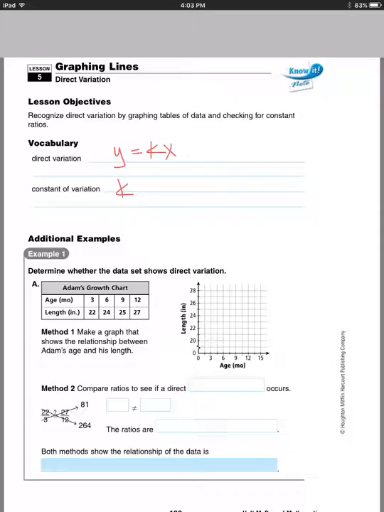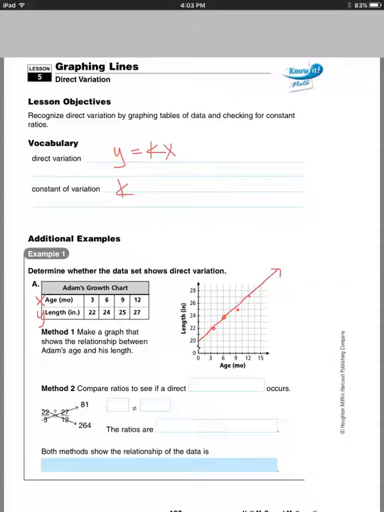Okay, so the first method we can do is make a graph that shows the relationship between Adam's age and his length. So we can go through, this is our x and this is our y. Our x is 3, our y is 22. 6, 24. 9, 25. And 12, 27. And we draw a line.